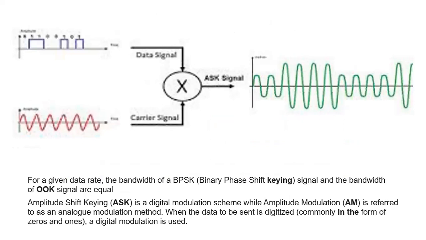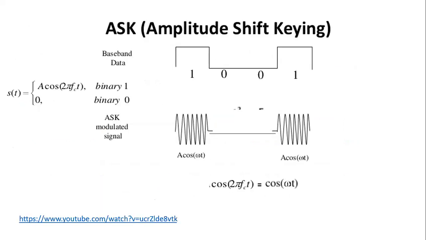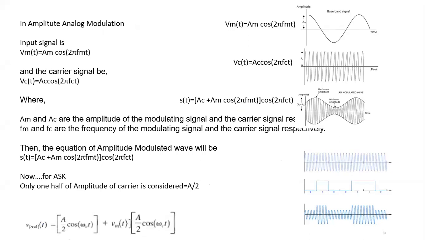Then here, for ASK, you have to prepare the derivation, where you have to show that the sinusoidal wave used by the carrier is A cos 2 pi fc t. fc indicates the carrier frequency. Now, if the input information signal is 1, the same carrier is being passed. But if it is 0, then nothing passes. So how does it happen? That's what has been shown.